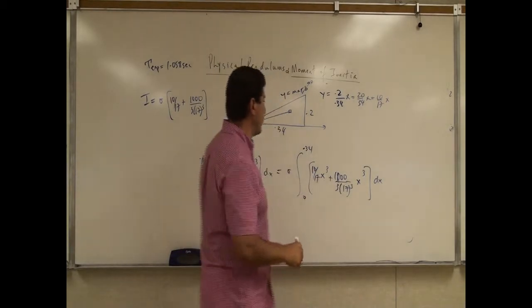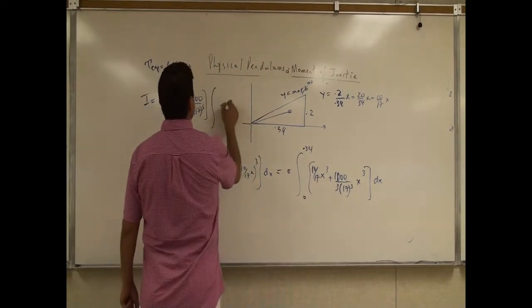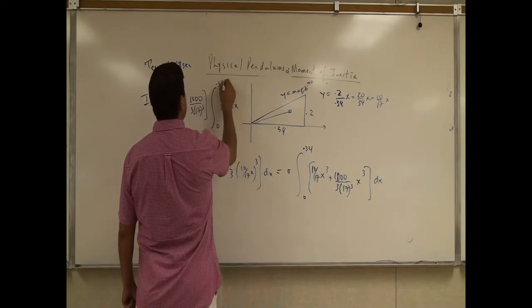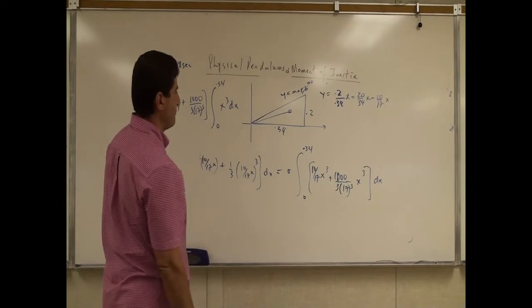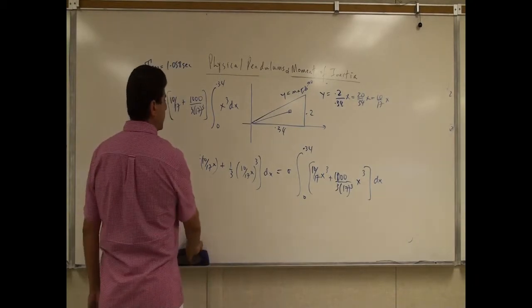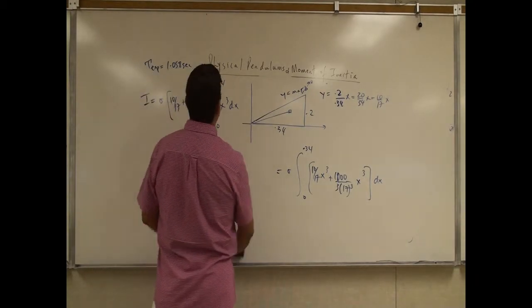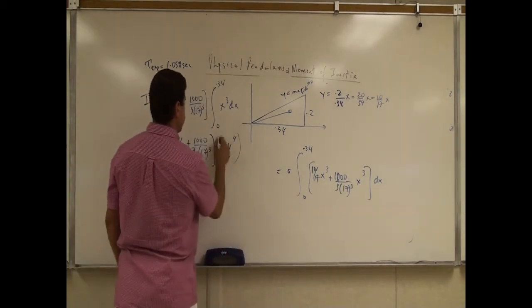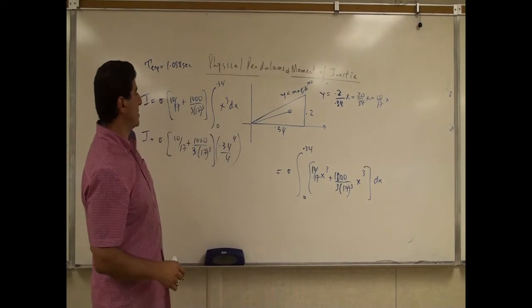So then I have the integral of x cubed dx from 0 to 0.34, right? So then the integral of that is pretty simple. I just end up getting x to the 4th over 4, right? Because the 0 is just going to give you 0.